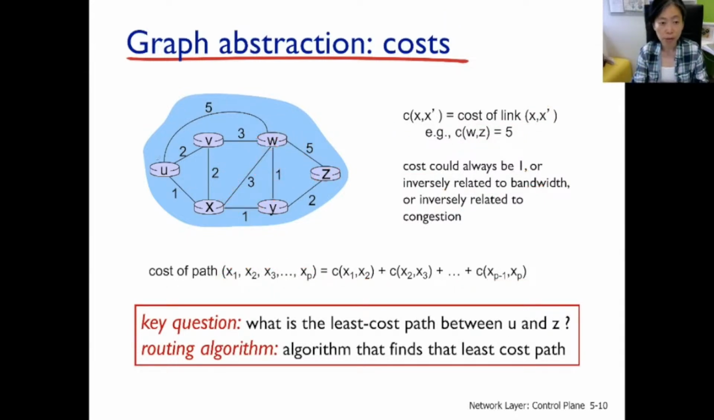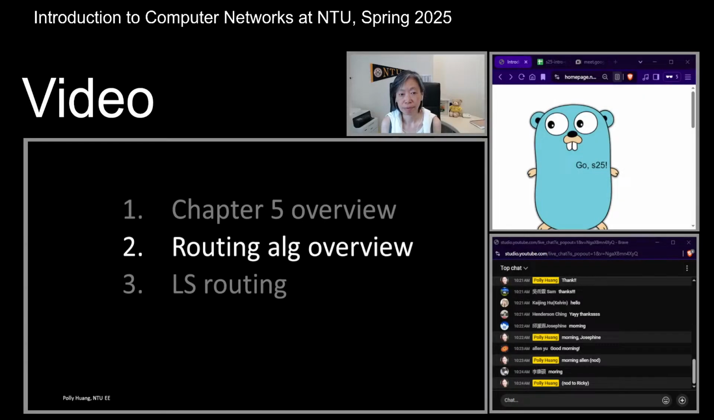Let me use an example. Let's say traversing from u to z, and we take this path. The cost of the path will then be adding 2 plus 3 plus 5, and that will be 10 here. So the goal of a routing algorithm is essentially to find the least cost path between a pair of nodes, from source to destination. You see, the goal of routing is to find the shortest, least cost path in a graph.